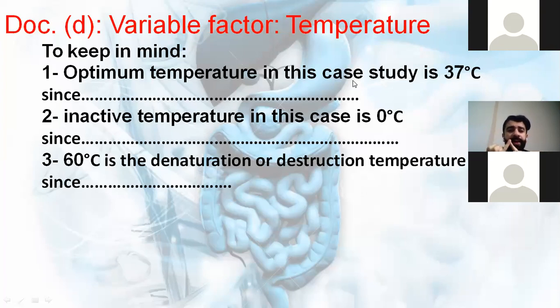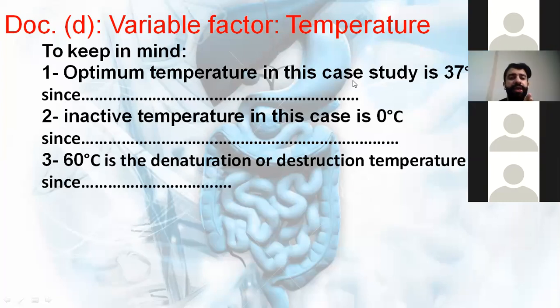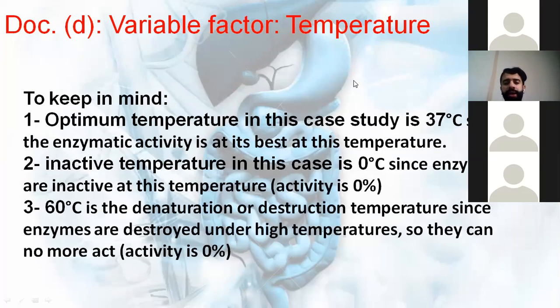So every enzyme needs a specific substrate. Every enzyme needs a specific temperature, and every enzyme needs a specific pH or a specific chemical medium. So to keep in mind, what is the optimum temperature? It's 37. Why? Not because it's the normal body temperature, as we started with, but because the enzymatic activity is at its best at 37 degrees Celsius.